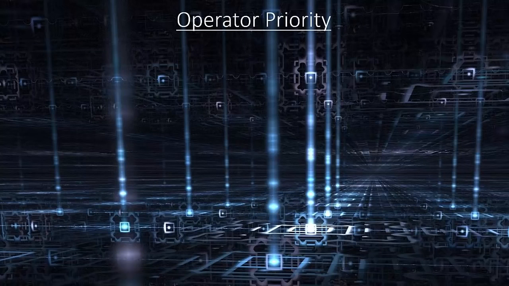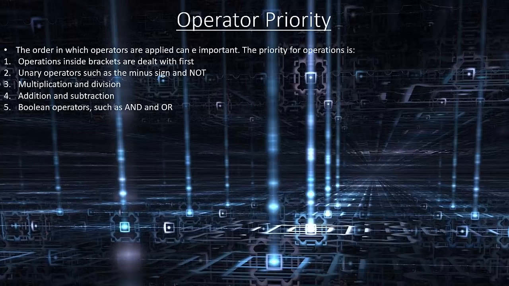Operator priority. The order in which operators are applied can be important. The priority for operations is: operations inside brackets are dealt with first, then unary operations such as the minus sign and not, then multiplication and division, then addition and subtraction, then Boolean operators such as and, or.